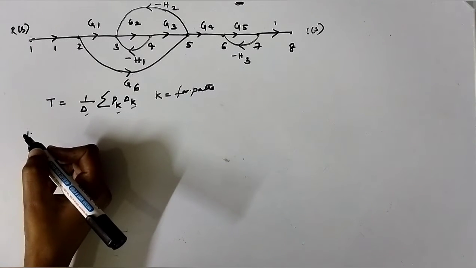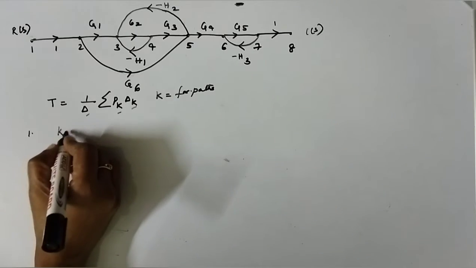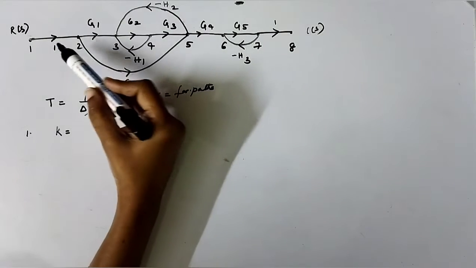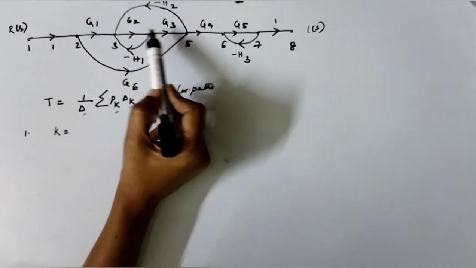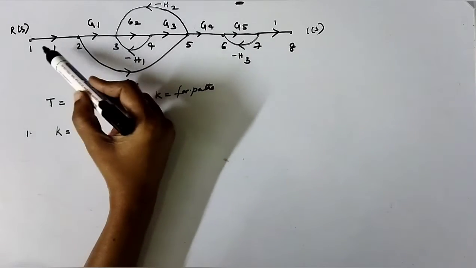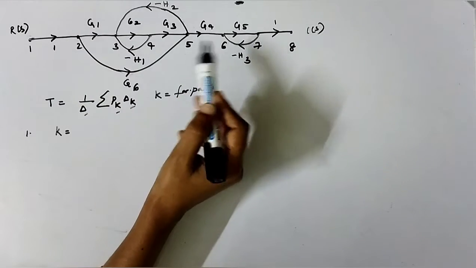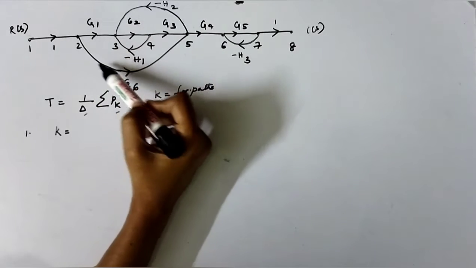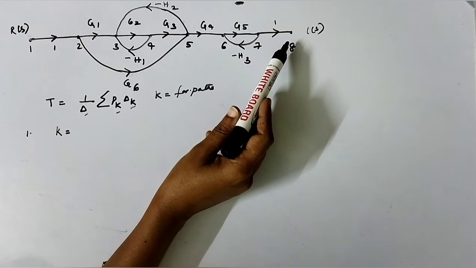Step 1 is finding the number of paths. K equal to. Now when you see this particular system, you can see the forward paths from 1 to 2, from 2 to 3, 3 to 4, 4 to 5, 6, 7 and 8. And all the arrows are in the same direction. That is one path you can consider. And one more chance is like we start from 1 to 2, 2 to 5 in the same direction, 5 to 6, 6 to 7 and 7 to 8.